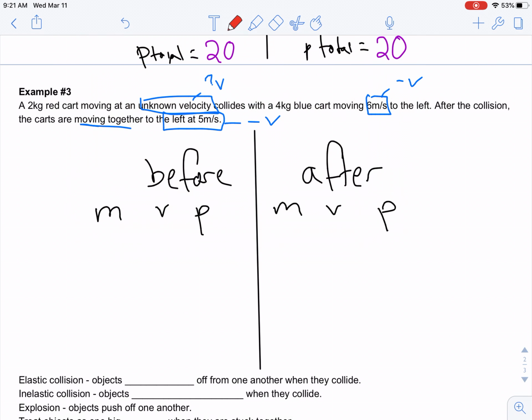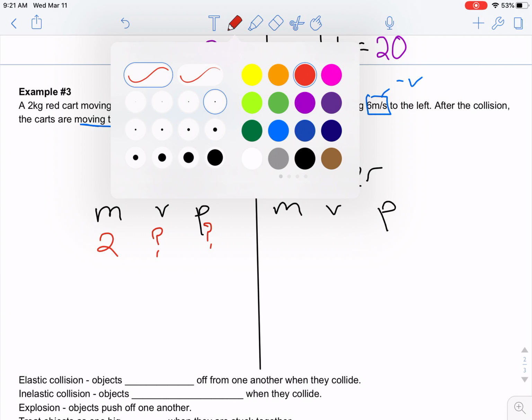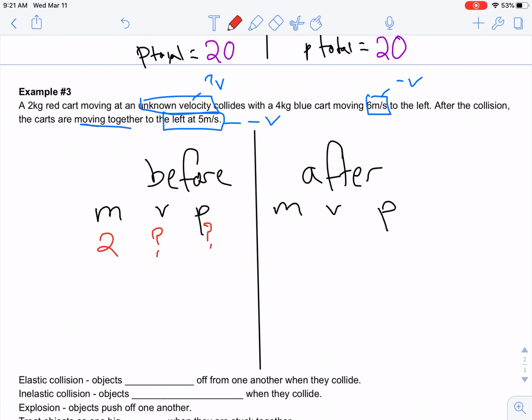We know that the red cart is 2 kilograms. We don't know its velocity, and we can't just multiply and know. It's not multiplying by a 0 this time, so we actually don't know the momentum of the red car. Now, the blue car, we do know everything that we need to know about this one. We know that the blue car is 4 kilograms, and we know that it's moving to the left, -6. And 4 times -6 is 24. I almost messed up 4 times 6 in my head, but so it goes. We all make mistakes. -24.